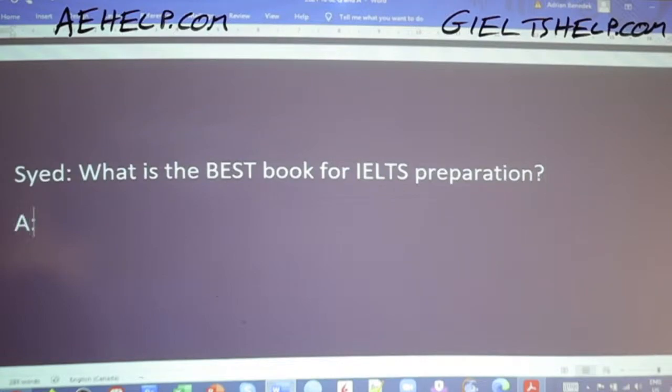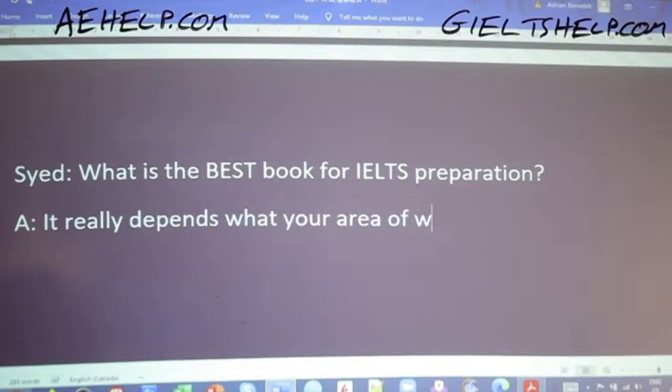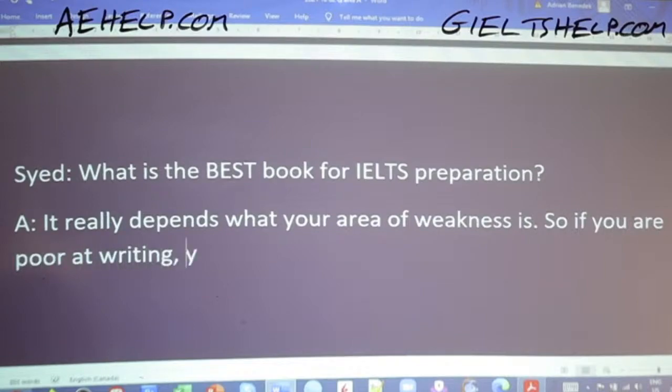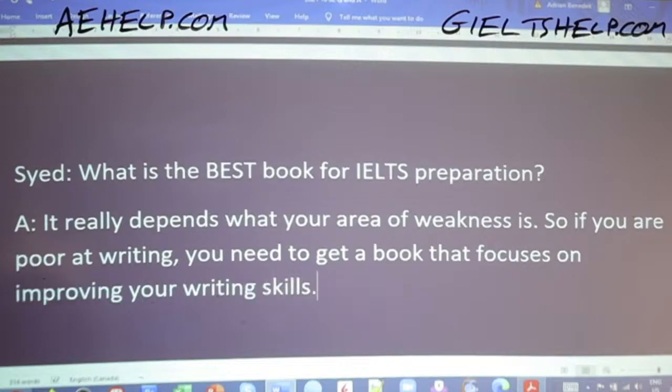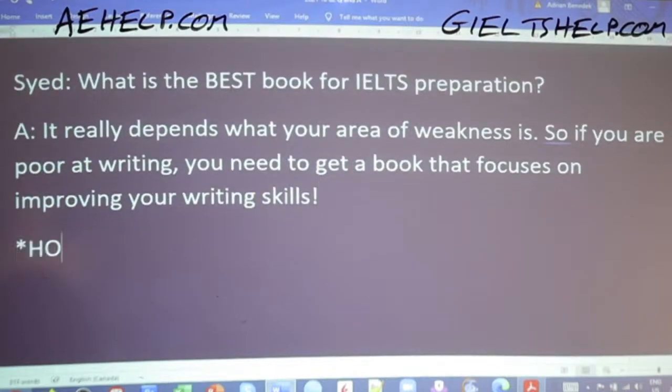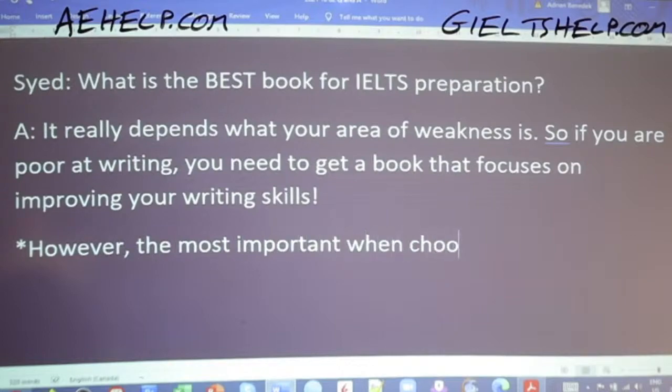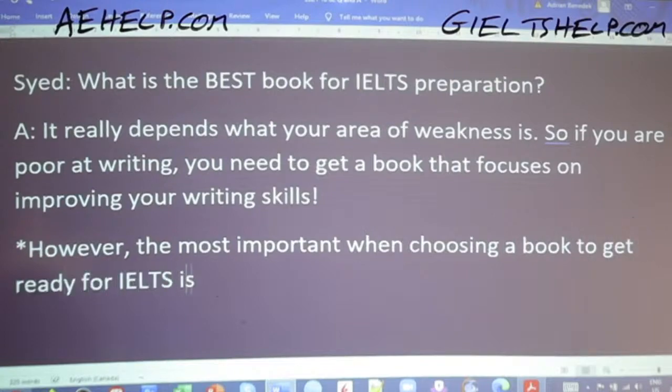Well, Syed, the answer there is, it really depends what your area of weakness is, okay? So if you are poor at writing, you need to get a book that focuses on improving your writing skills, okay? For instance, however, to give you just some general advice, the most important thing when choosing a book to get ready for IELTS is that it reflects the test accurately.